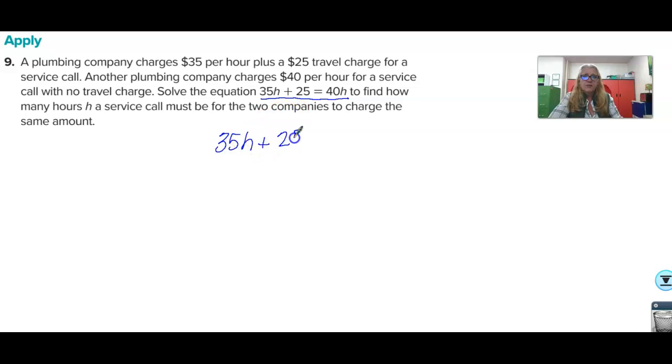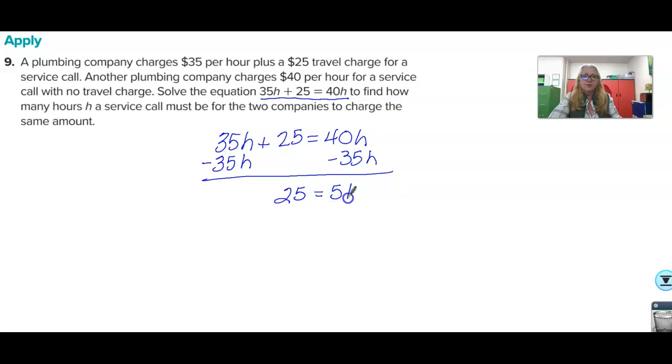35H plus 25 equals 40H. Which is the smaller variable? 35H. To get rid of a 35H, we subtract 35H from both sides. That gives us 25 equals 5H. And if we divide both sides by 5, we get that H is 5. Which means after 5 hours, both plumbing companies would cost you exactly the same.